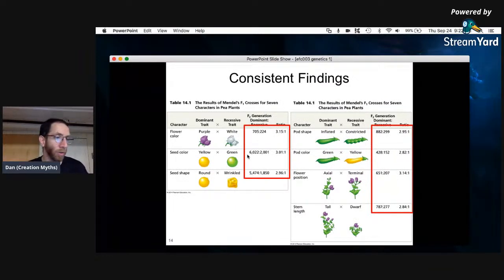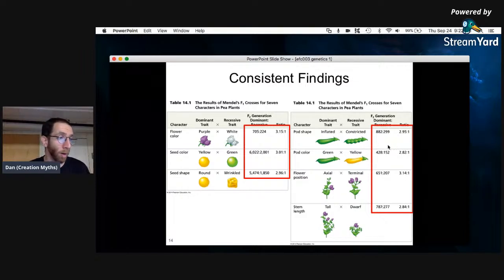So if you look right here, here's just a bunch of the traits that Mendel used: flower color, seed shape, pod color, flower position, and stem length. And you look at these ratios, it's all approximately 3 to 1. 3.15, 3.01, 2.96, 3.14, 2.82, whatever. It's all about 3 to 1.